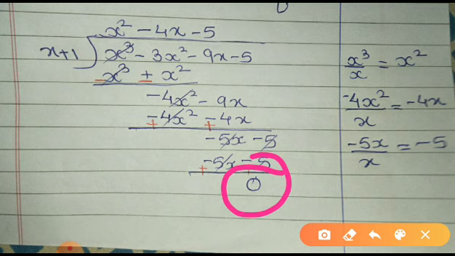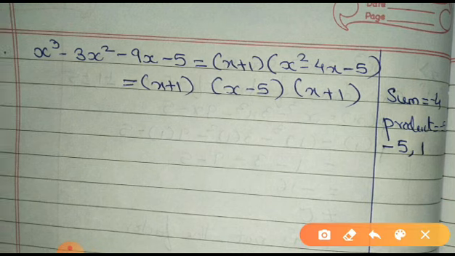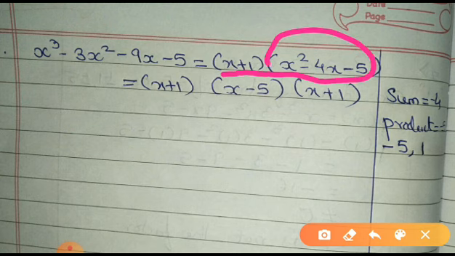Next step, the dividend is equal to divisor into quotient. So accordingly, I have written it as x plus 1 into x square minus 4x minus 5. Now think of this quadratic polynomial. What is the coefficient of x square? It is 1. So directly also I can simplify.